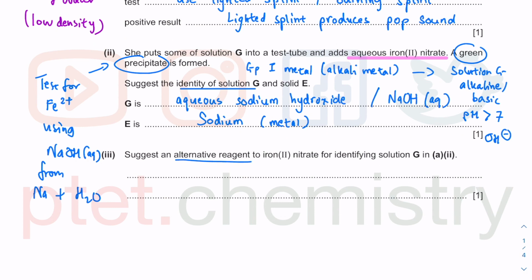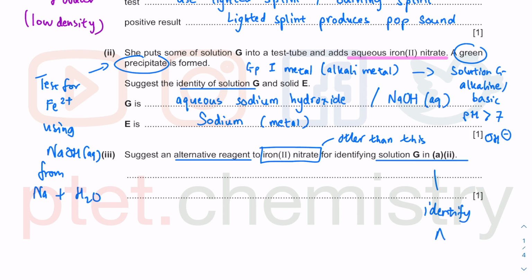Suggest an alternative solution to identify solution G. Other than iron(II) nitrate, so other than you getting green precipitate, how can you identify the Na plus in G, which is NaOH?